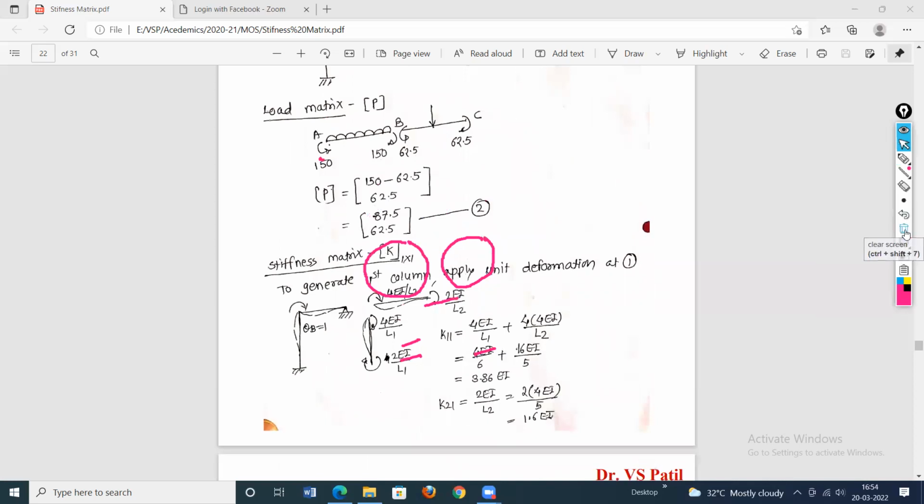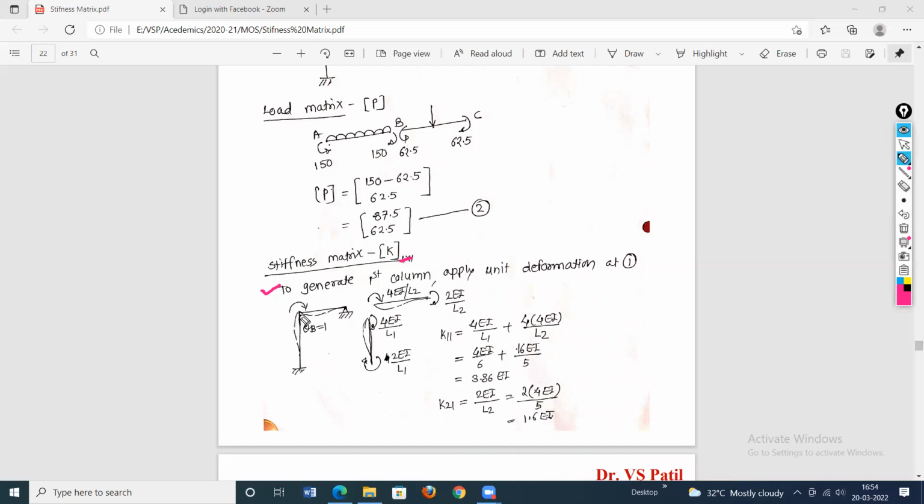Then generate the third matrix, the stiffness matrix. There are two coordinates. Okay, there are two coordinates. Therefore, the size of the matrix will be 2 by 2. This is wrong, this is not 1 by 1. It is a 2 by 2 matrix. Now to generate the first column of the stiffness matrix, apply unit deformation at coordinate 1.